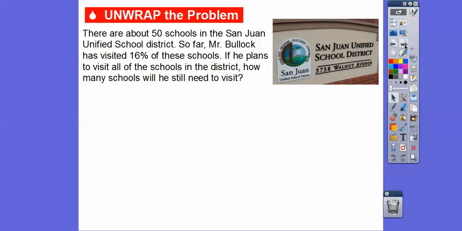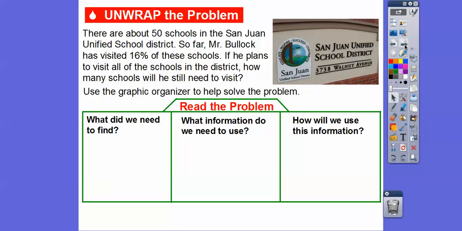Here's the first one. There are about 50 schools in the San Juan Unified School District. So far, Mr. Bullock has visited 16% of these schools. If he plans to visit all the schools in the district, how many schools will he need to still visit? Okay, so let's answer some questions here. Well, what do we need to find out? Okay, we need to find out the difference between all the schools and the amount of schools that he visited.